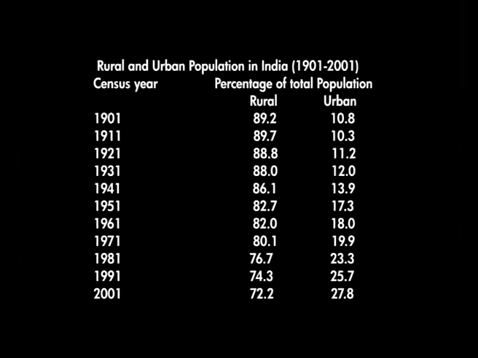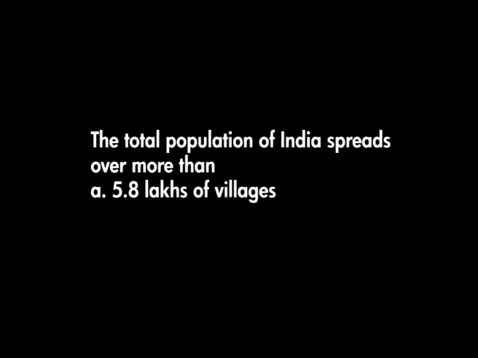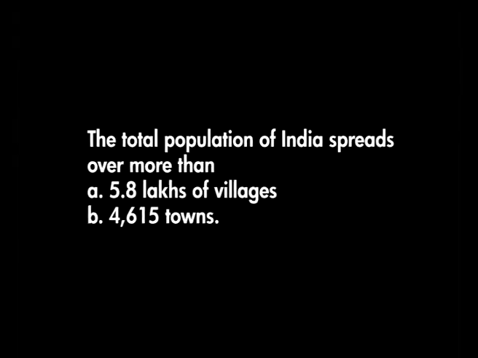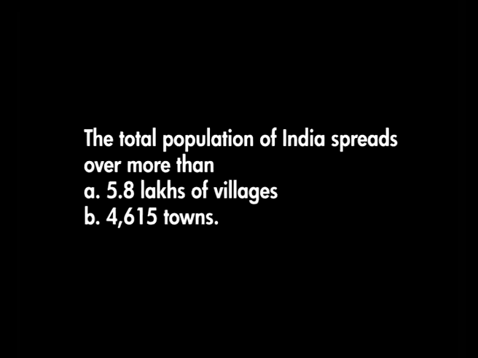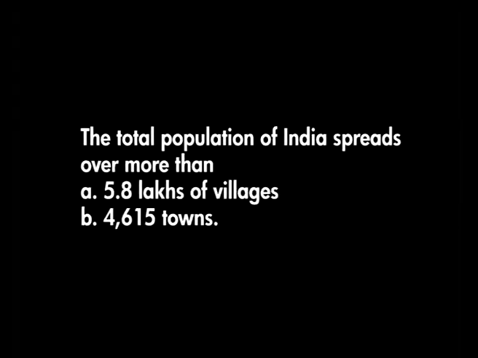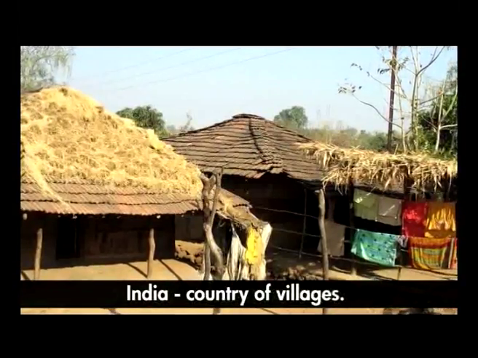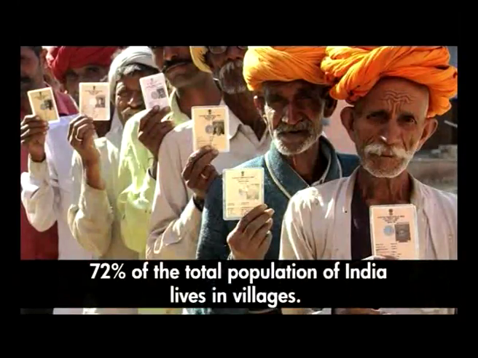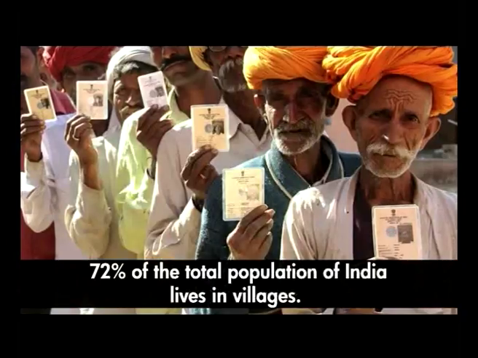Now let us look at the table showing the rural and urban population of India from 1901 to 2001. The total population of India spreads over more than 5.8 lakhs of villages and 4,615 towns. India proverbially is considered to be a country of villages. Even today, about 72% of the total population of India lives in villages.